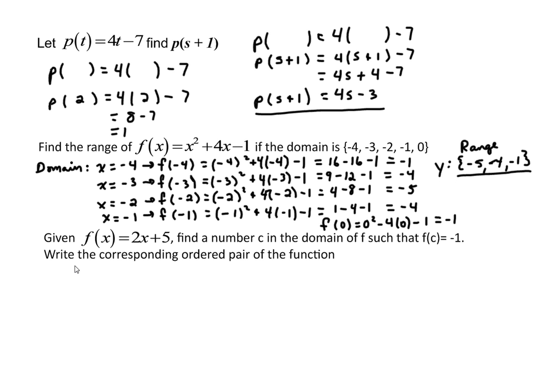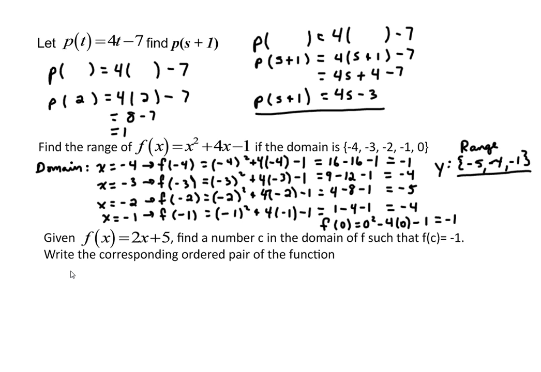All right, one last trick. Let's try this one. It says f of x equals 2x plus 5. So our rule f says take x, multiply it by 2, add 5. It says find a number c in the domain of f such that f of c equals -1, and write the corresponding ordered pair of the function.